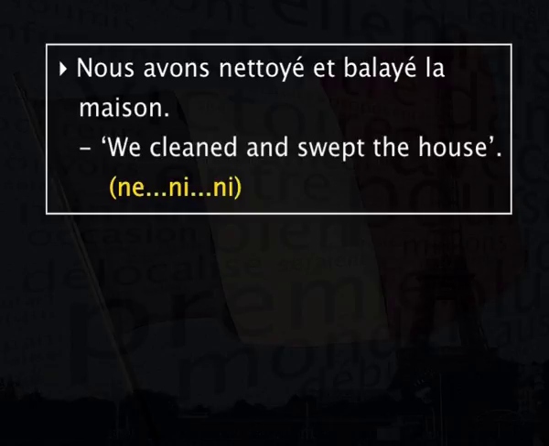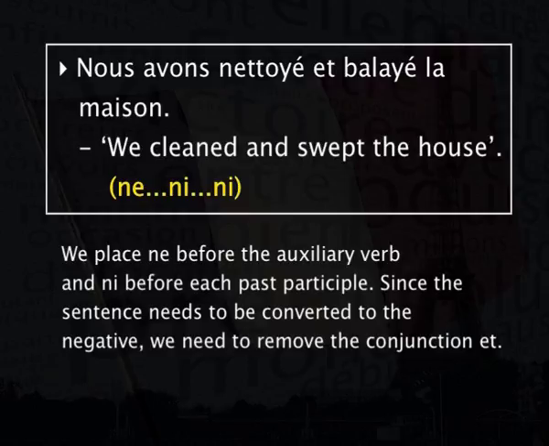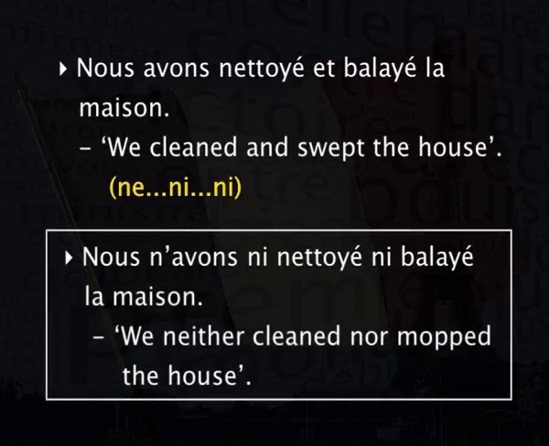Nous avons nettoyé et balayé la maison. We cleaned and swept the house. Ne, ni, ni. We place ne before the auxiliary verb and ni before each past participle. Since the sentence needs to be converted to the negative, we need to remove the conjunction et. Nous n'avons ni nettoyé ni balayé la maison. This sentence translates as we neither cleaned nor swept the house.